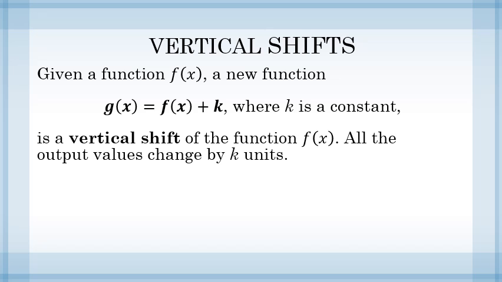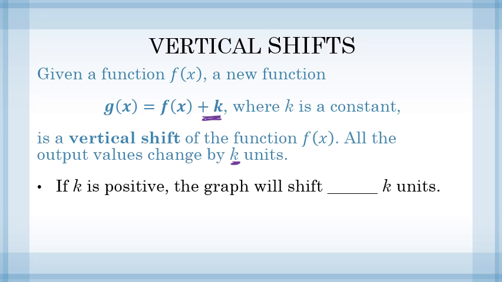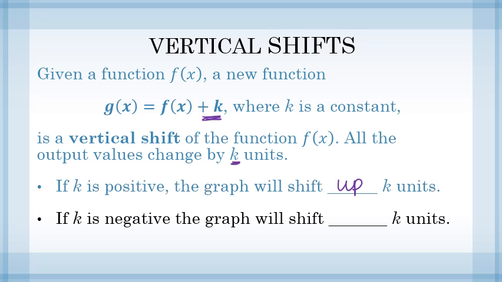Hopefully you just saw in the last exploration that if you're given a function f of x and you add or subtract a constant value from that, it's going to shift the graph vertically by that many units. If your k is positive, the graph will shift up k units. If your k is negative, the graph will shift down vertically k units.